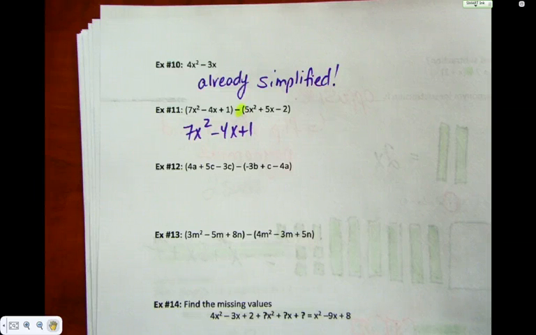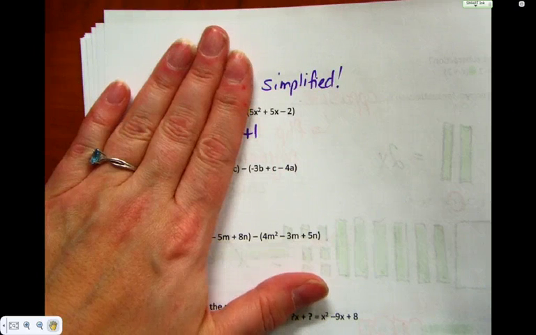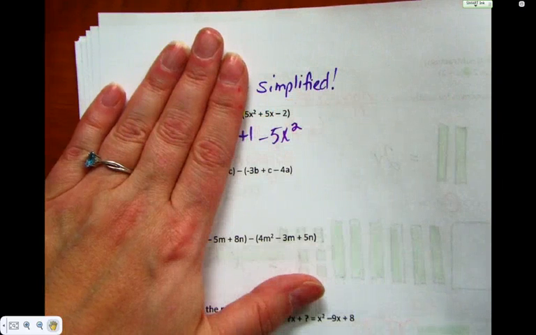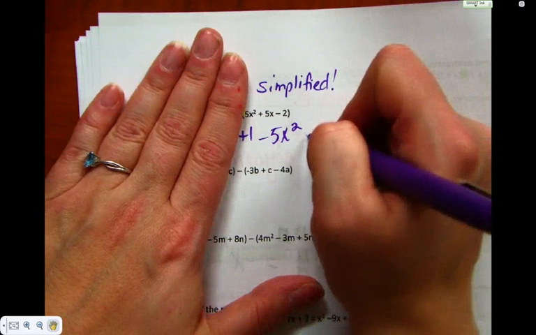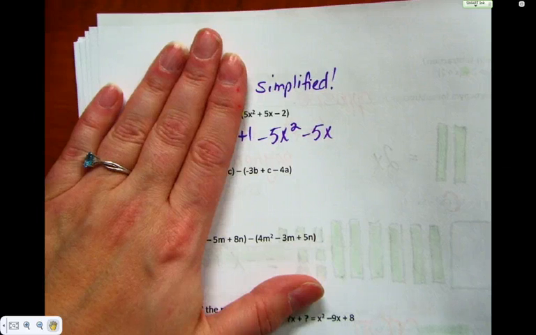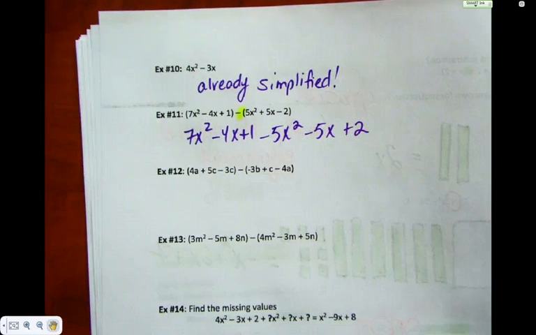It's taking the opposite. So I want you to ignore everything that's outside of those brackets. 5x squared, what's the opposite? Minus 5x squared. 5x, what's the opposite? Minus 5x. Minus 2, what's the opposite? Plus 2. So let's just grab our red pen.